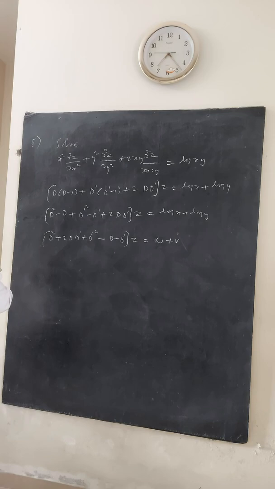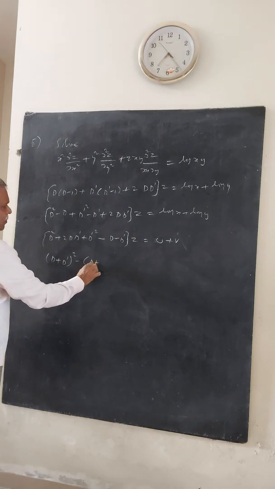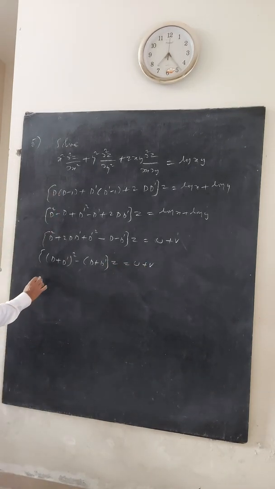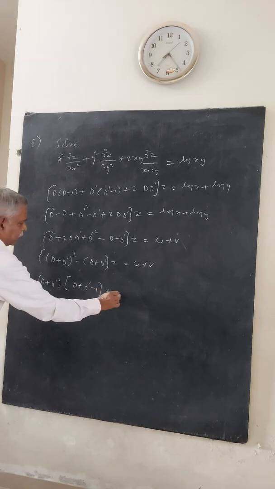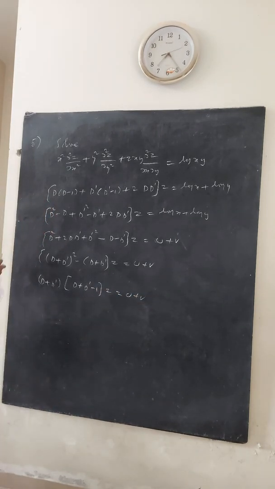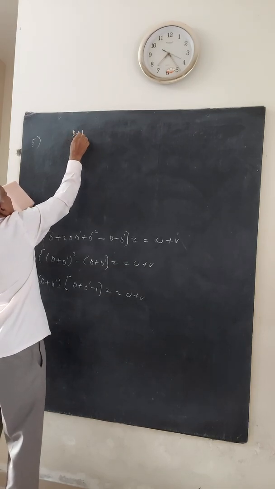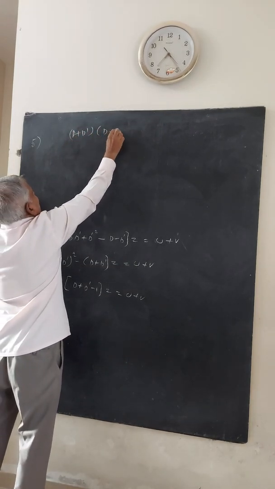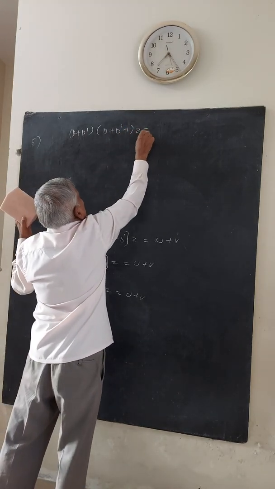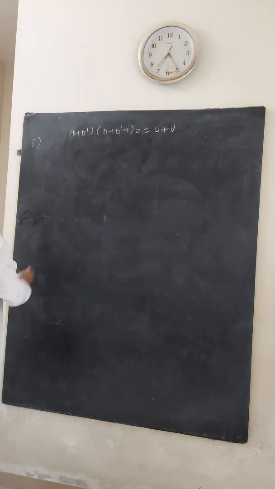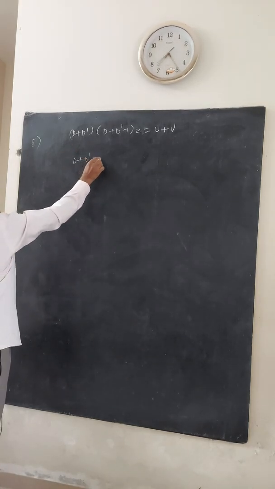Therefore, there itself we can write u plus v. D plus D dash whole square minus D plus D dash of z equal to u plus v. D plus D dash, one factor take out, remaining D plus D dash minus 1 of z equal to u plus v. D plus D dash minus 1 of z equal to u plus v.